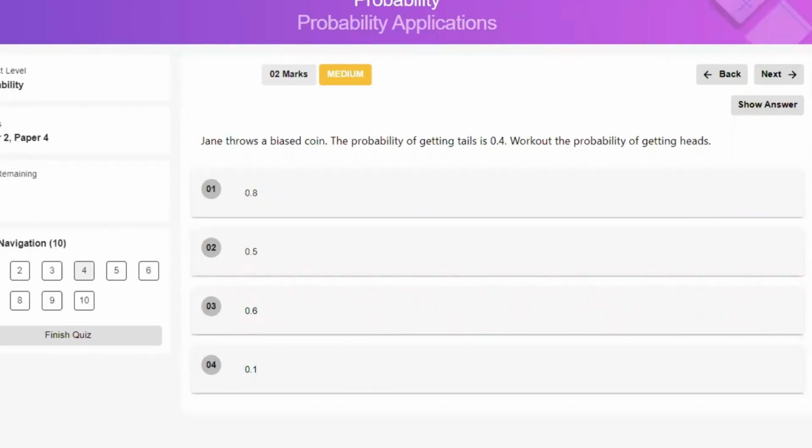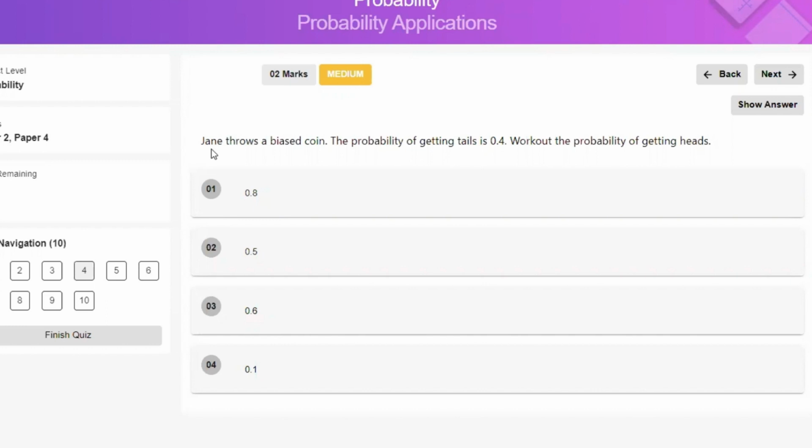Let's also have a look at an exam style question on probability. So the question reads, Jane throws a biased coin. The probability of getting a tails is 0.4. Work out the probability of getting heads. Now, although we know that the coin is biased, there can only be 2 possible outcomes when we toss a coin.